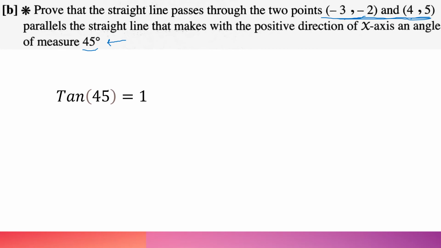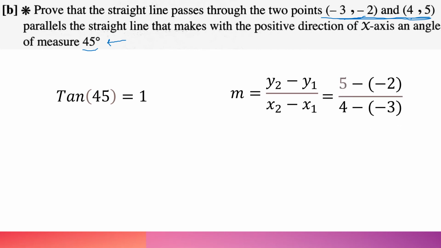Let's find the slope. The rule says y2 minus y1 over x2 minus x1. Let's substitute. So 5 minus -2 over 4 minus -3, which gives 7 over 7, which is 1. So both sides are equal, then it is proved.